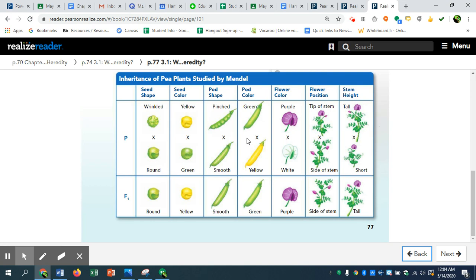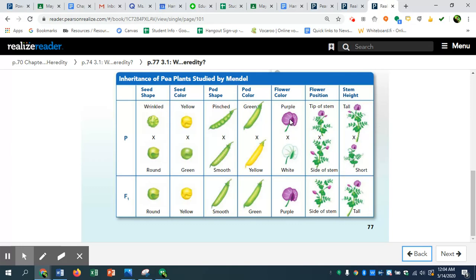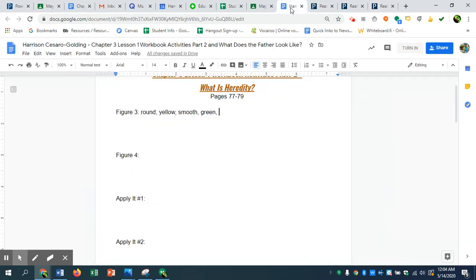Okay, let's continue. Pod color. One parent is green, one parent has a yellow pod color, but all the offspring have green. So the dominant one is green. Purple flower, white flower, all the offspring are purple. So the dominant trait is purple.